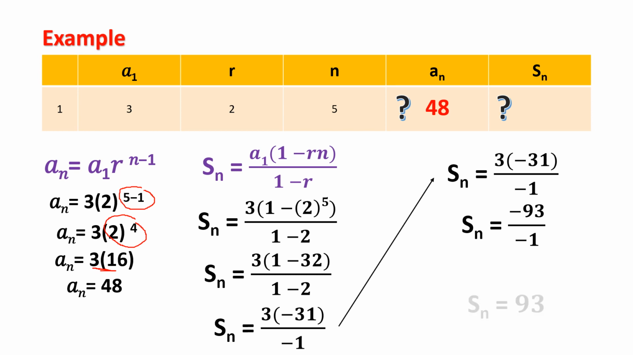So our answer will be 93. So the total sum, or the sum of our geometric sequence, is actually equal to 93. Okay, so another example.